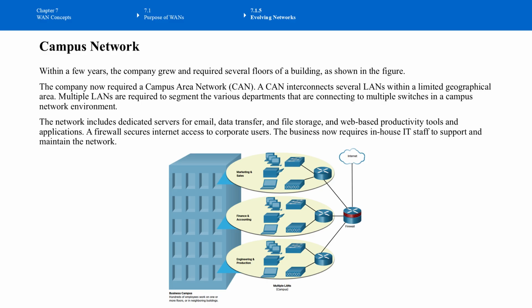Multiple LANs are required to segment the various departments that are connecting to multiple switches in a campus network environment. The network includes dedicated servers for email, data transfer, and file storage, and web-based productivity tools and applications. A firewall secures internet access for corporate users. The business now requires in-house IT staff to support and maintain the network.